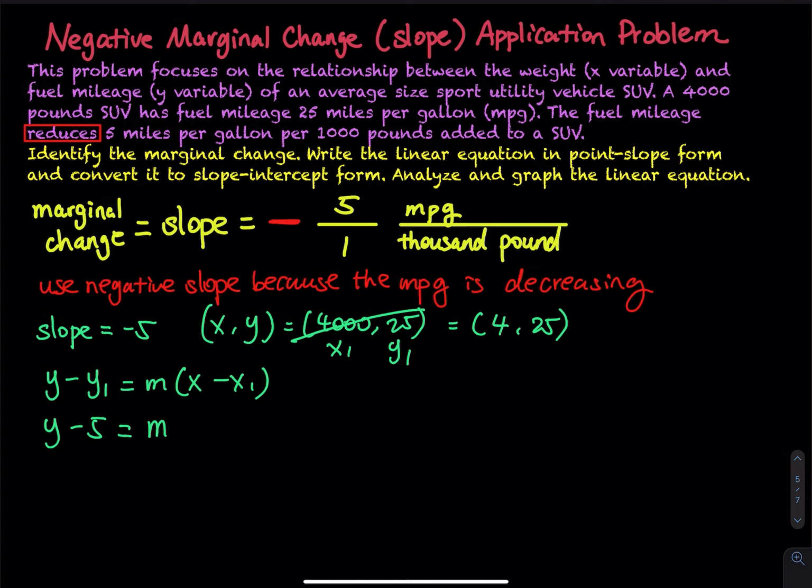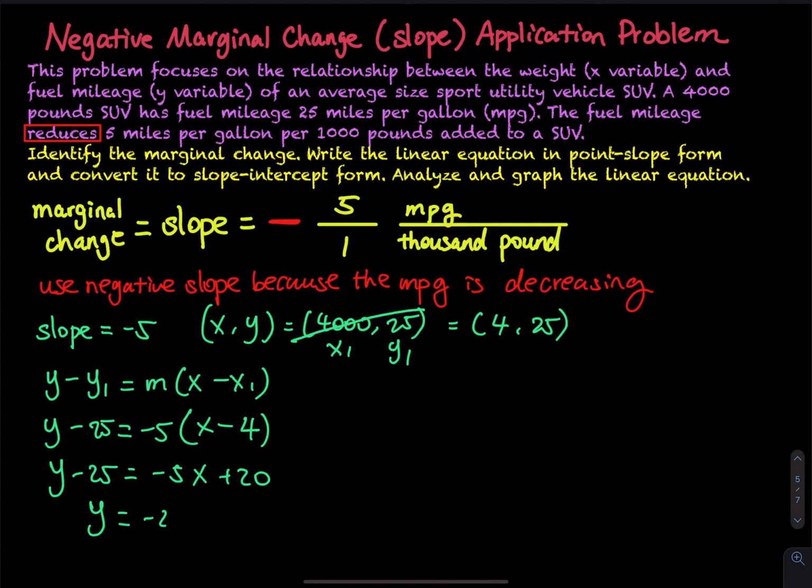So 4, 25. So we use y minus y1. So I have to fix my mistakes. The y1 is equal to 25, and then the slope is equal to -5 times x minus x1. x1 is equal to 4. And then you distribute the 5, so y minus 25 is equal to -5 times x, -5 times -4, that is equal to +20, and then y is equal to -5x plus 20 plus 25. So after all, we have y equals -5x plus 45.